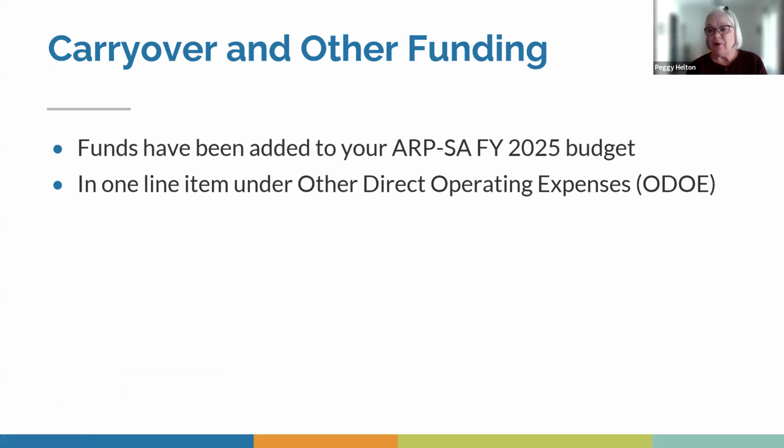So carryover and what we're going to call other funding for our offering two folks. Funds have been added to your 2025 budget. You'll see it in there. All the funding is under one line item under other direct operating expenses. So if you just had carryover, you'll see carryover funds under other DOE. If you have additional funds and the second allotment, if you're in offering two, then you'll see that big long line item name, but it's still going to be under other DOE.